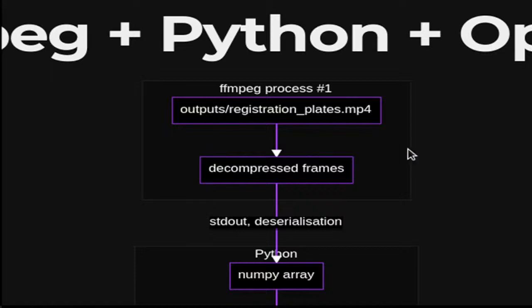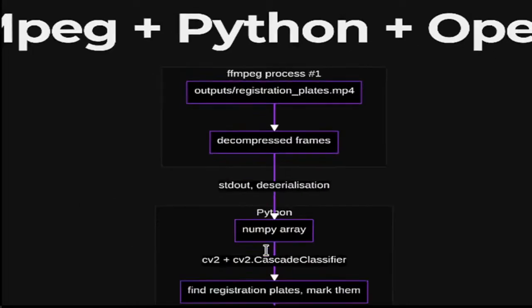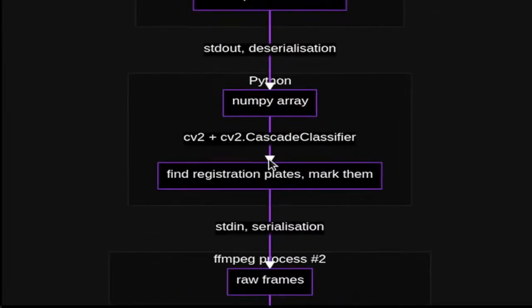And then after decoding these frames, we are going to read the standard output from Python and dump it as a NumPy array of the image, all the RGB channels, just as an array of numbers. We can read this FFmpeg output. And we are going to use OpenCV and the Cascade classifier to detect the registration plates. And we are going to use very simple OpenCV functions to mark the registration plates.